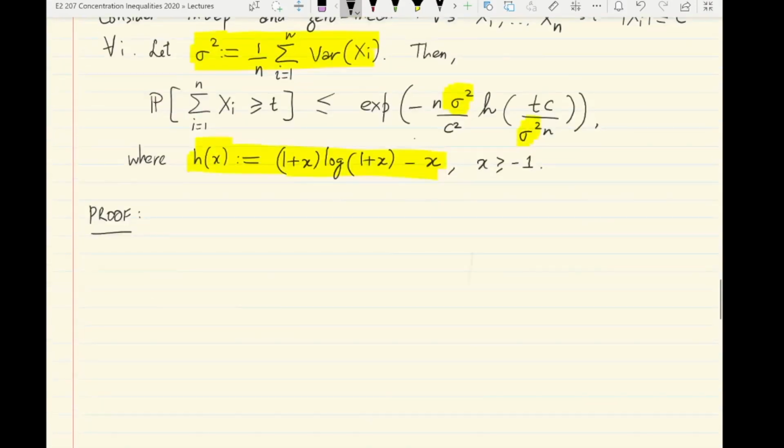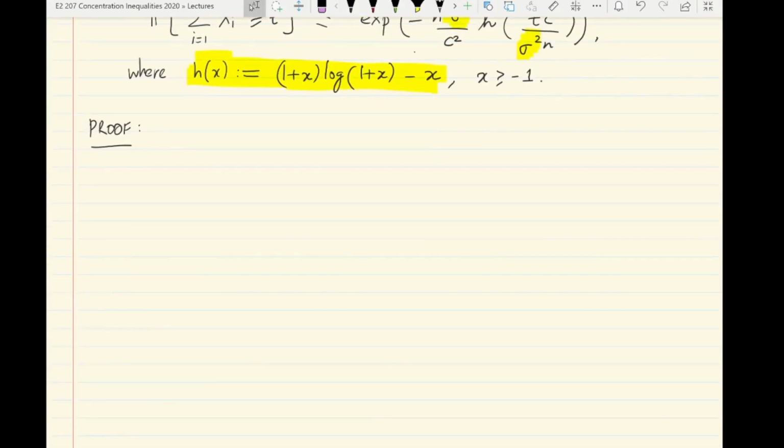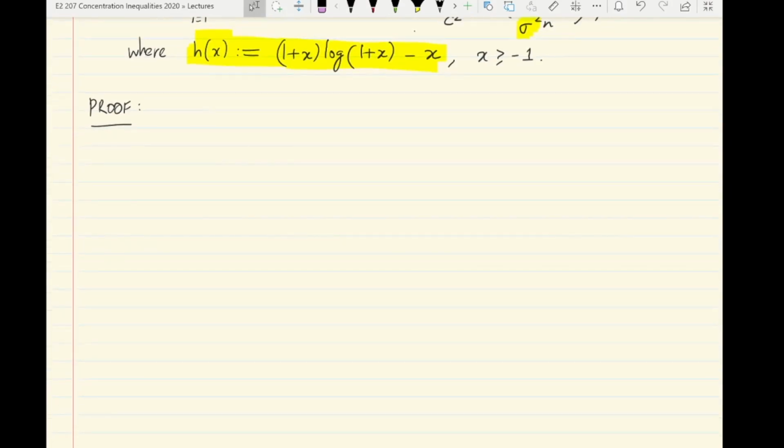So let's go on to prove this inequality. The first step of the proof is to bound the moment generating function of each random variable xi. So let's begin by writing the expected value of the moment generating function of any xi. By definition, if you expand it out as an infinite power series, this is the sum over k equal to 0 to infinity of lambda to the k, expected xi to the k, by k factorial.